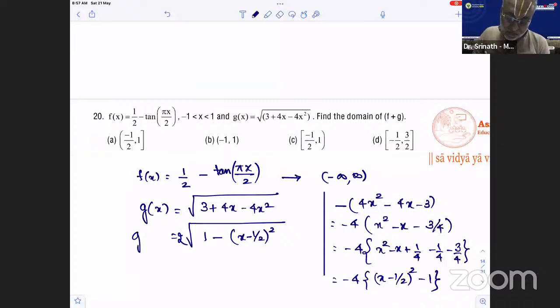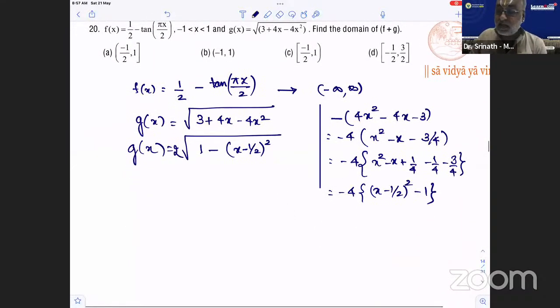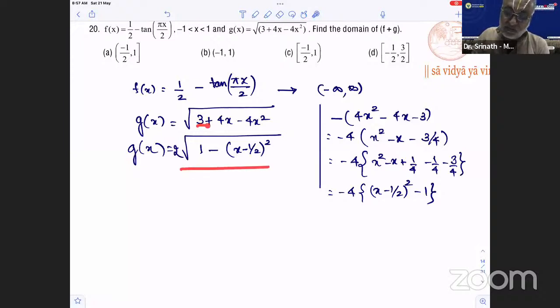Now, please observe, if this g of x has to be defined properly, every one of you, please observe. I do not want to repeat this again, so I want you to concentrate. I have expressed this function like this. Now, if g of x has to be defined properly, then x minus half should lie between these two values. What is that? Minus 1 and plus 1. Do you agree?